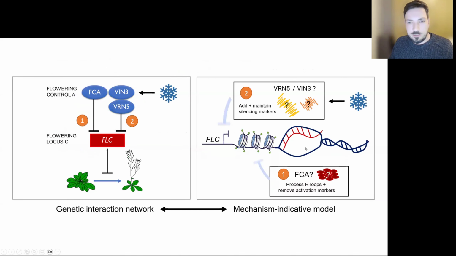So if we really want to look at this in detail, we have to look at the mechanism of how these two proteins not only meet FLC, but also how they assemble. And they're known to have this kind of head-to-tail polymerization domains where they can interact with themselves and with each other, and then localize to FLC.